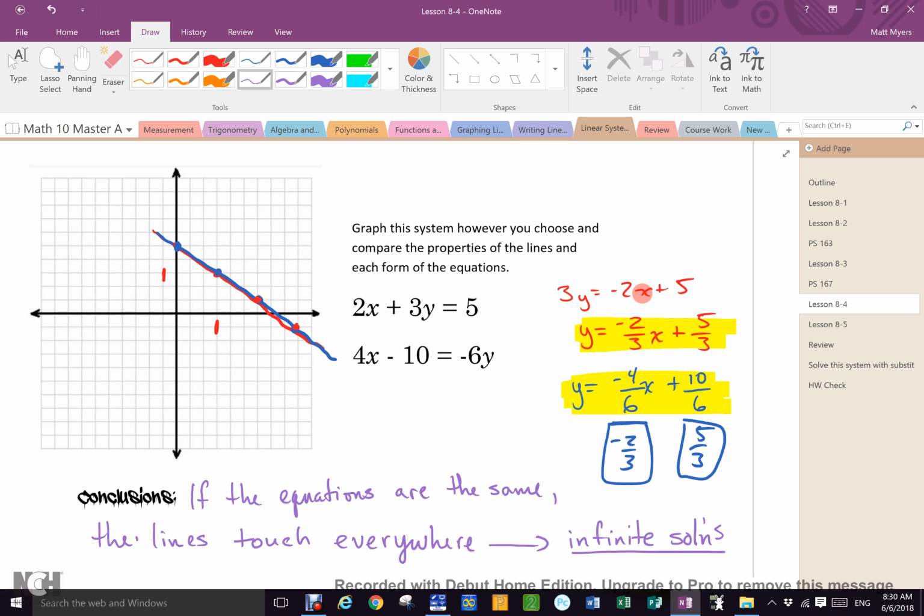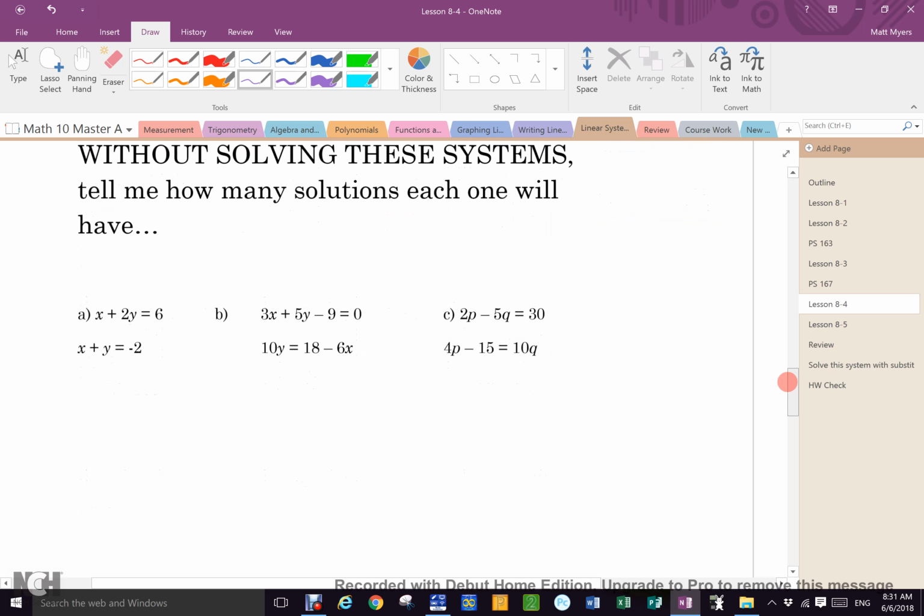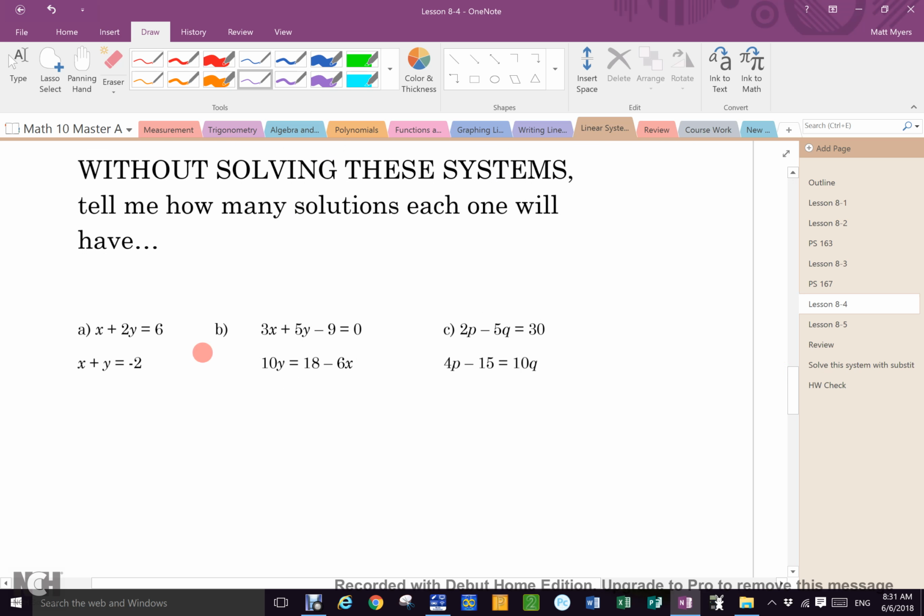If the slopes are different, how many solutions? 3 choices here, people. 1, 0, or infinite. If the slopes are different, how many solutions? 1, because the lines will have to cross once. If the slopes are the same, how many solutions? 0, because they are parallel, they will never cross. If the slope and the y-intercepts are the same, how many solutions? Infinite. Great. Go. Tell me if it is 0, 1, or infinite.